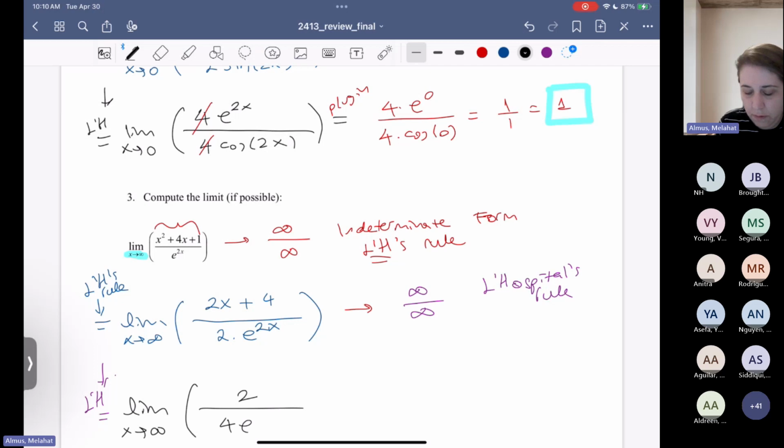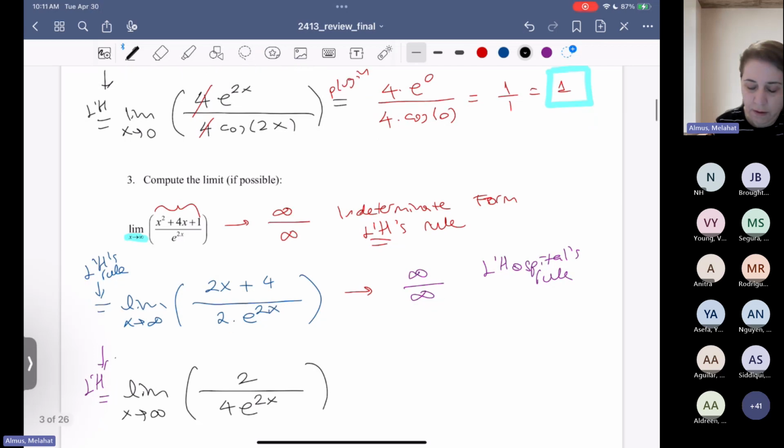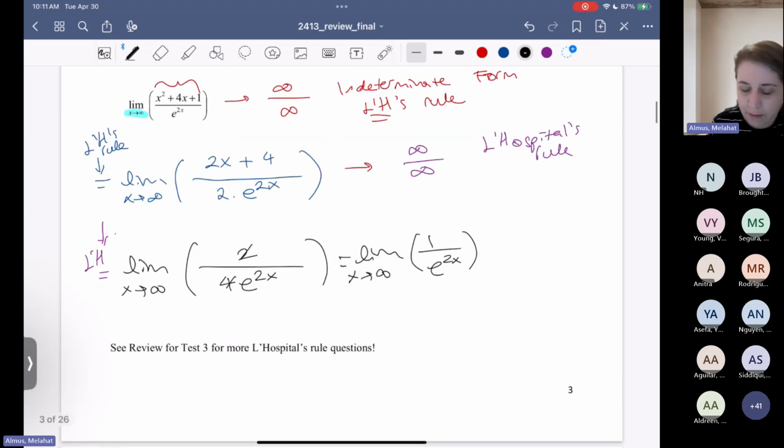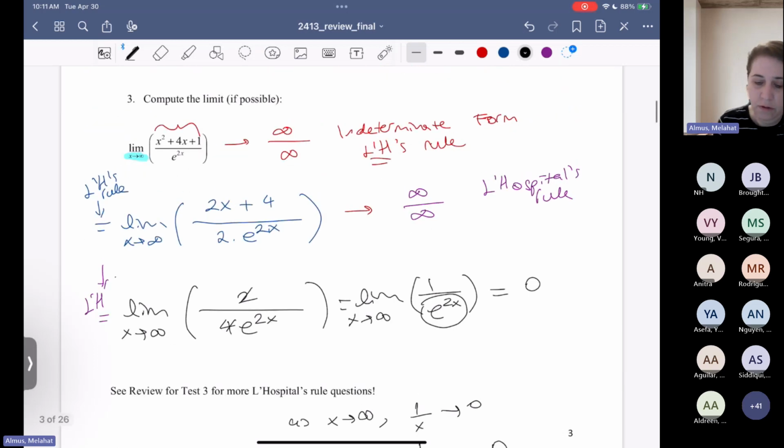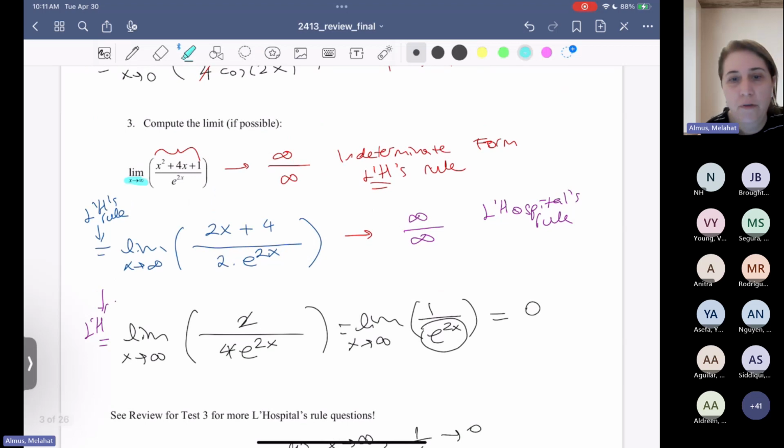Upstairs is 2, downstairs is 4 e to the 2x. First, you can cancel and say this is 1 over e to the 2x. And remember, as x goes to infinity, 1 over x goes to 0, right? Or you can consider this to be 1 over infinity, which approaches 0. 1 over 0 approaches infinity, and 1 over infinity approaches 0, okay? That's why this is like the denominator goes to infinity, 1 over infinity. The answer is 0.